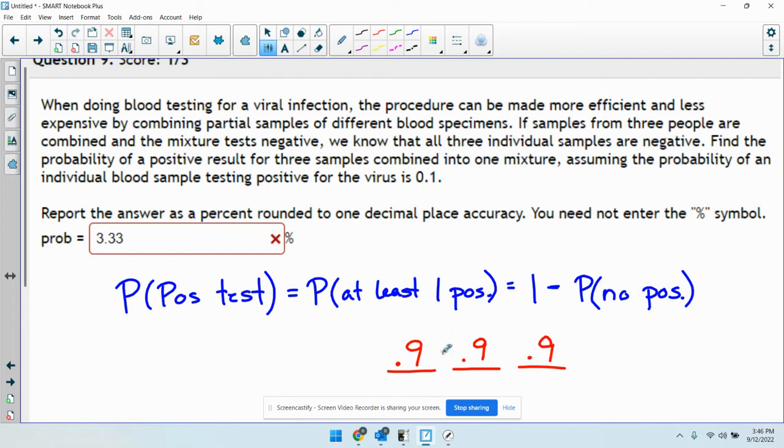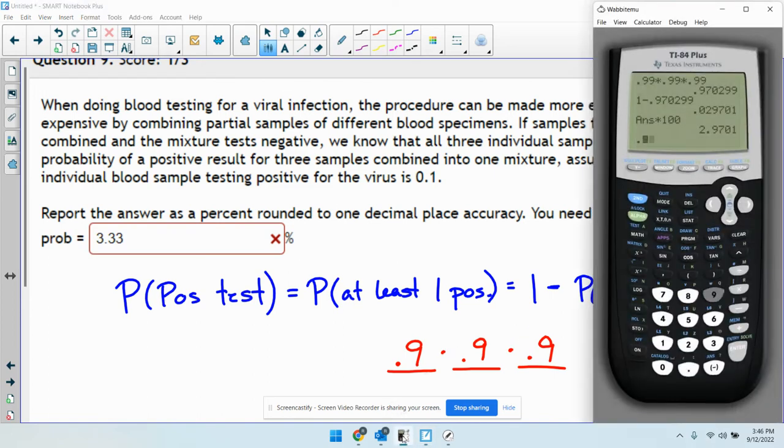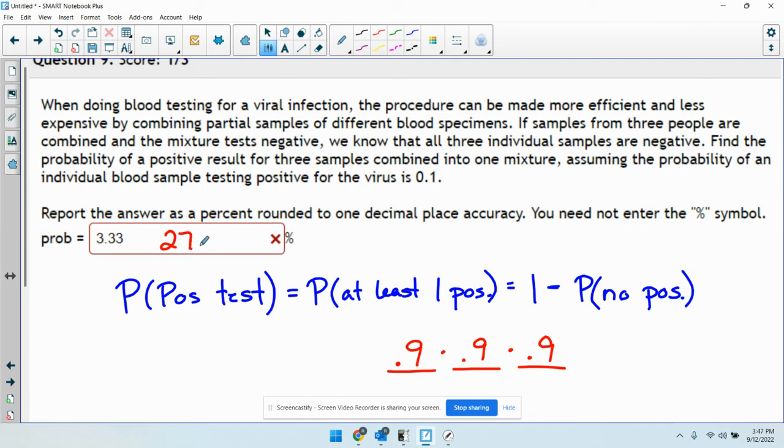So the probability that all 3 are negative, we're going to multiply them together. 0.9 times 0.9 times 0.9. So we get 0.729, but we're subtracting that from 1 because we want the complement of that, 1 minus it. So we get 0.271, but that's decimal form. To get that into percentage form, we're going to multiply it by 100. So the probability of that happening is 27.1%.